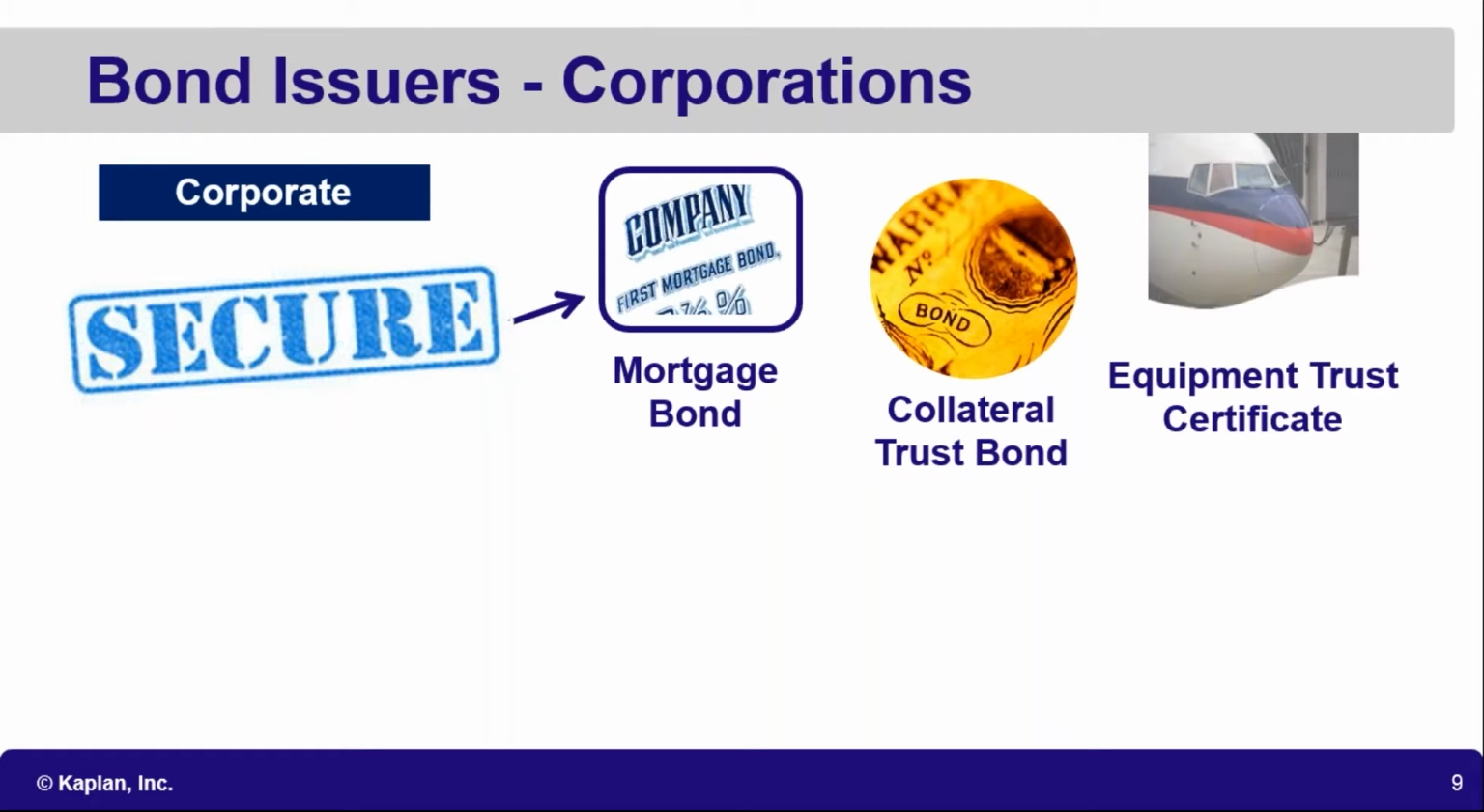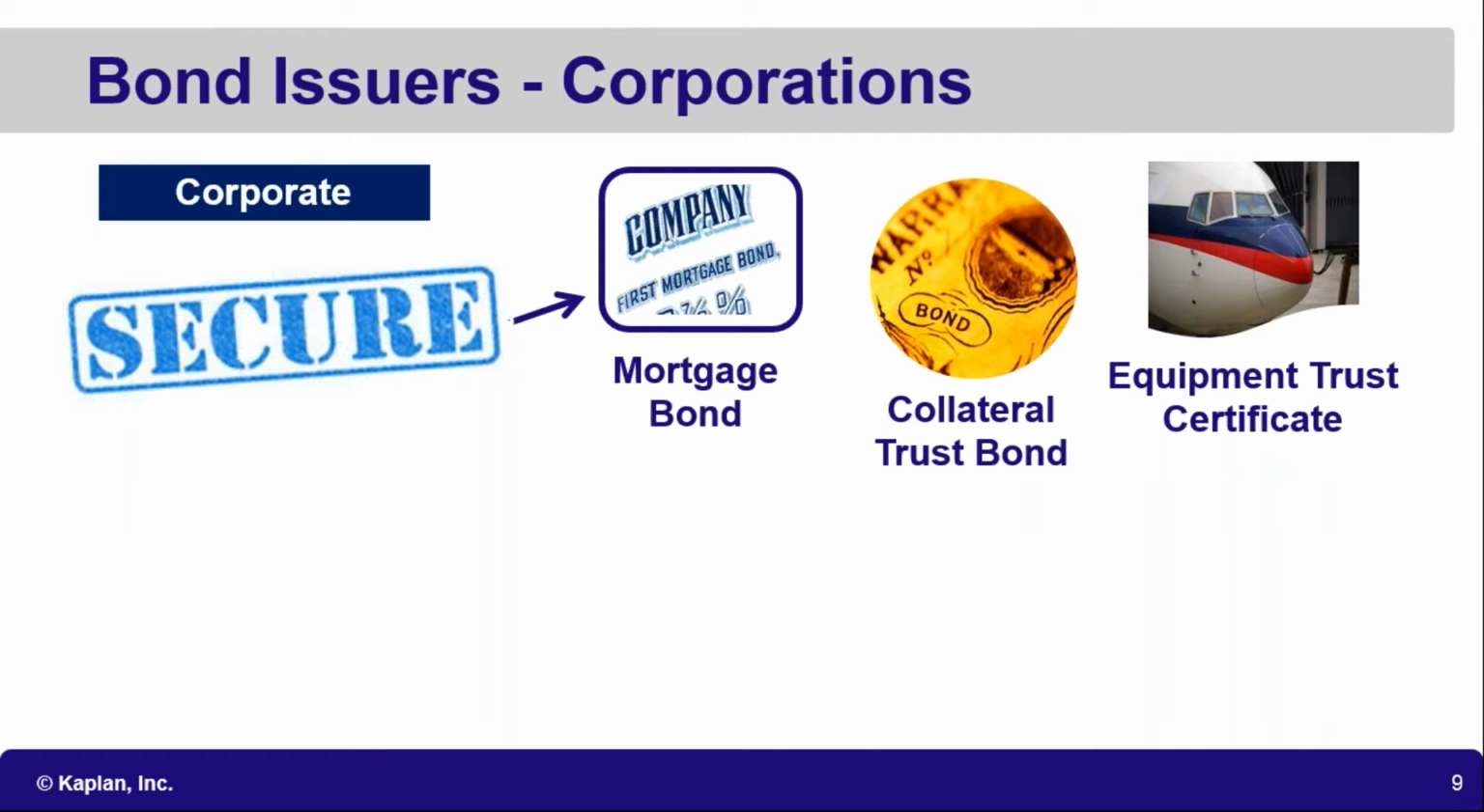Then we have what are called equipment trust certificates. These are also bonds that are offered by oil companies and transportation companies. They're using their equipment as collateral for the bond issue. So if it's an airline, they'd be using their airplanes as collateral for this bond issue. If it's a company like Greyhound Bus, they could use their buses that they own as collateral for an equipment trust certificate. And then we also have oil companies like British Petroleum.